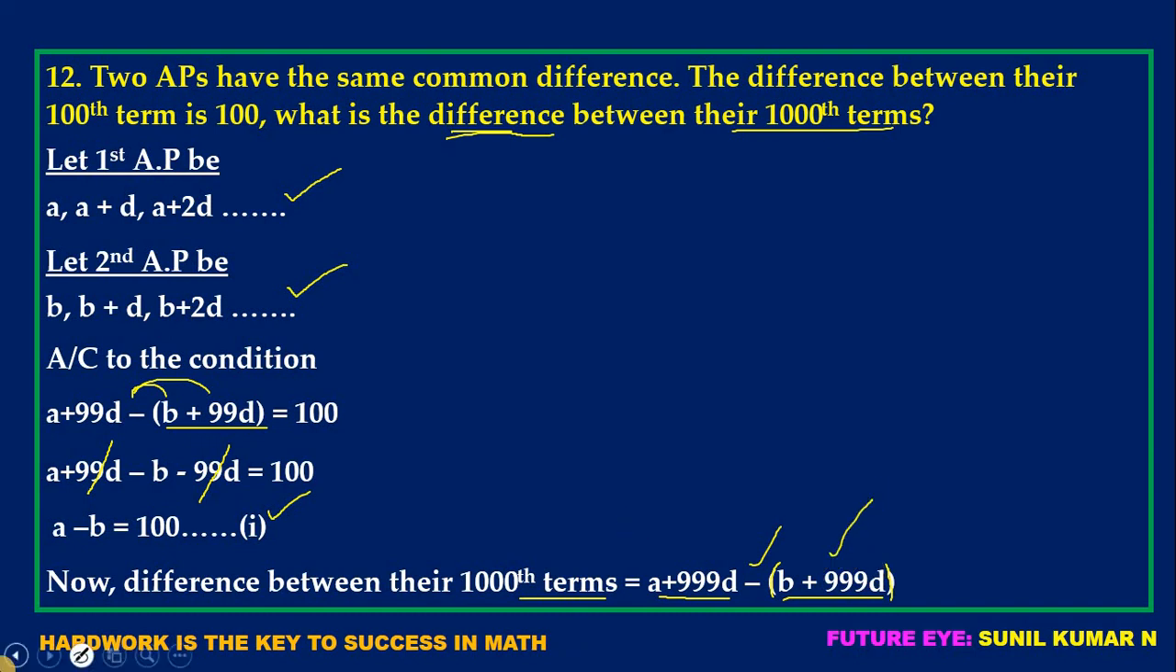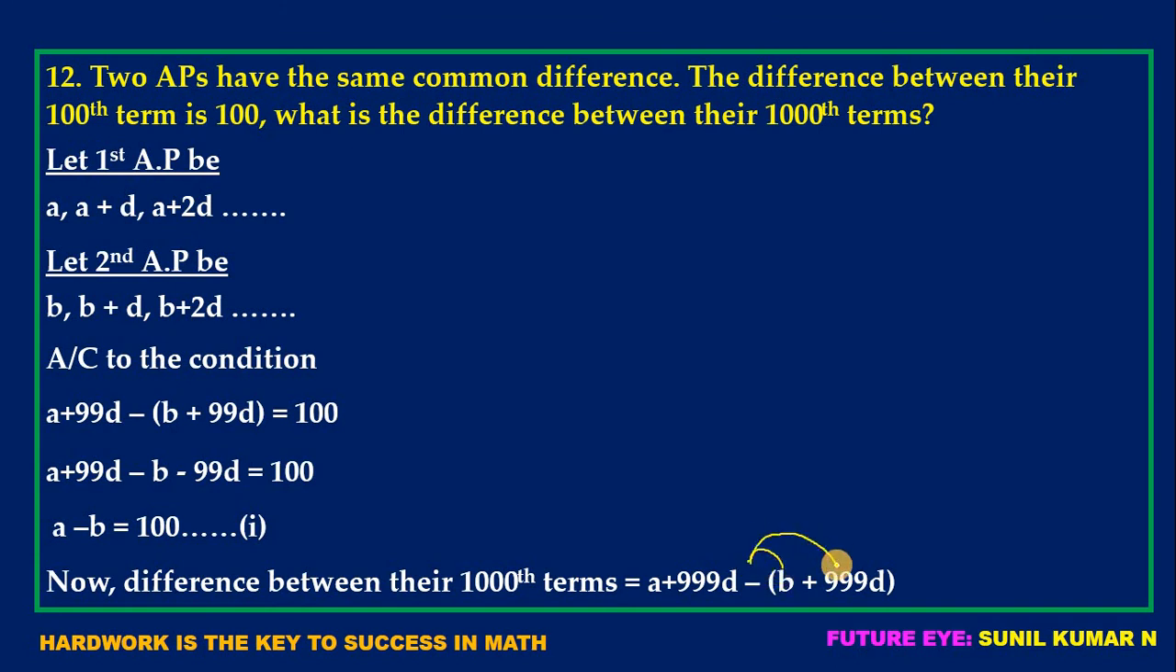But why do I maintain the brackets here? Because it is a binomial. Now first let us multiply with the negative sign. Minus into B is minus B, minus into plus 999D. So this we will get. And here, as we did in this place, children, there was 99D and minus 99D cancelled out, and here also plus 999D and minus 999D will get cancelled. But this you make minus, children, it's not a plus. Now what is left with us? That is A minus B.